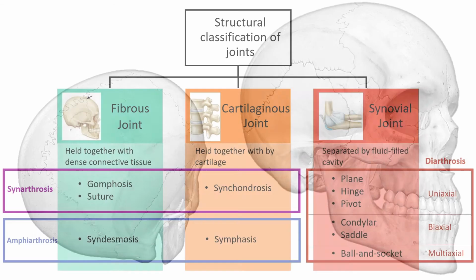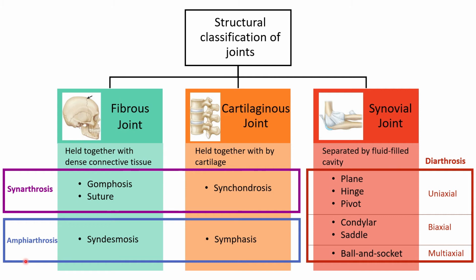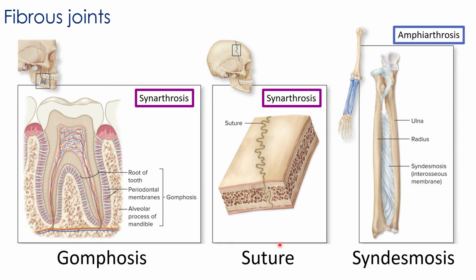We're going to start by talking about some articulations. Hopefully this figure looks familiar to you by now. This includes our classifications of joints into fibrous, cartilaginous, and synovial structural classifications, and their subclassifications as well. The immovable joints that form articulations between the flat bones of the skull are known as sutures.